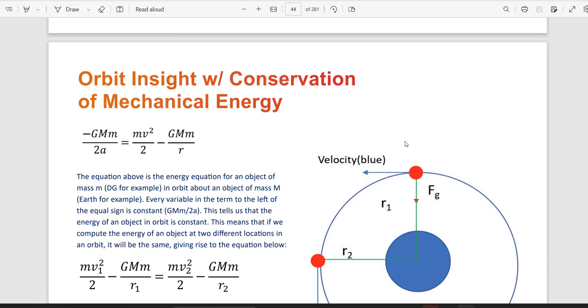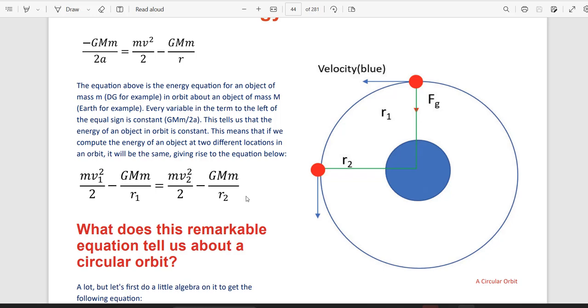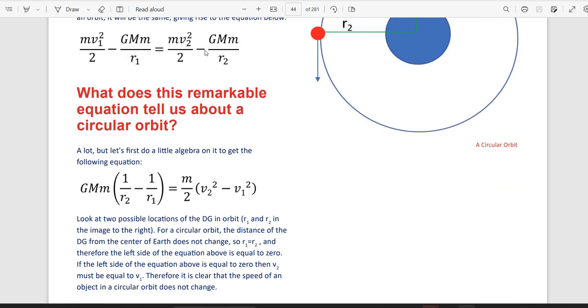Okay, next, orbit insight with conservation of mechanical energy. So as I explained before, this is the energy equation for an object in orbit. A is the semi-major axis, and that's equal to the kinetic energy plus the gravitational potential energy. So I've derived this equation from this equation. This is just a conservation of energy equation. And what it tells us is the energy at a position in the orbit where it's got velocity v1 at position r1 is going to be equal in total to a position in orbit where the velocity has changed, say v2, and its position is changed to r2.